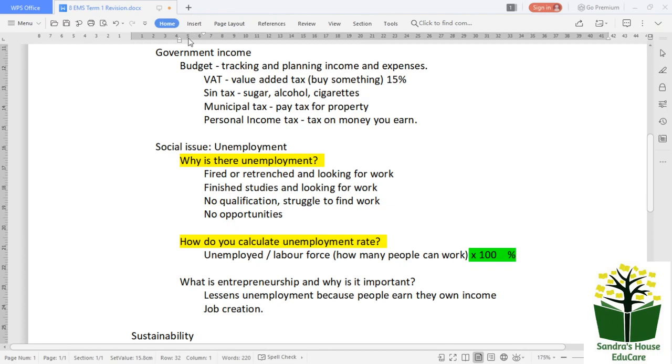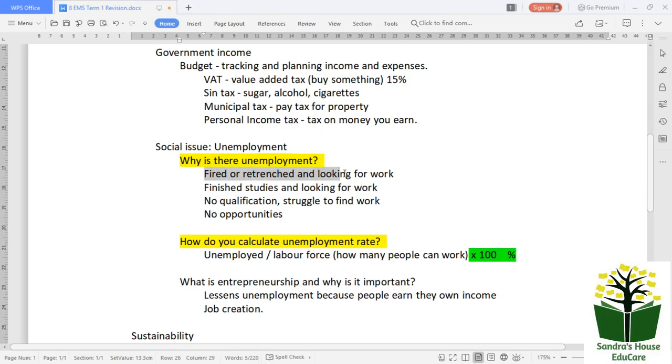So in South Africa, our unemployment rate is quite big. Let me quickly have a look. So in 2019, the unemployment rate was 27%, which means that 27% of all the people who can work in South Africa don't have jobs. So what is the reason for it? Let's go back up here. What is the reason for unemployment?